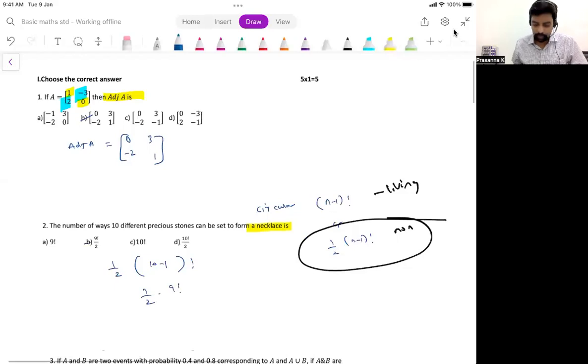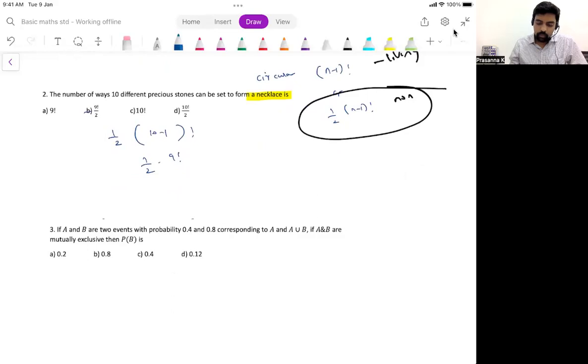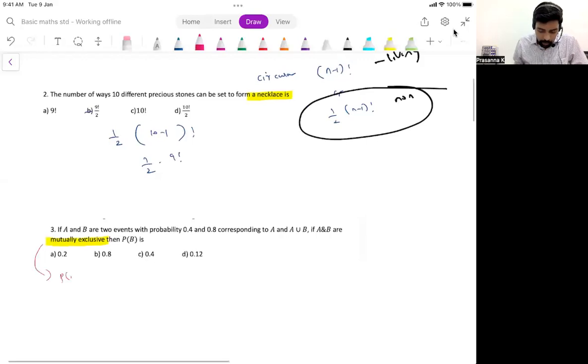That is option B. Third question, if A and B are two events with probabilities 0.4 and 0.8 corresponding to A and A union B, if A and B are mutually exclusive, this is important. They said mutually exclusive. Mutually exclusive means P of A intersection B will be 0. That is the meaning of mutually exclusive.